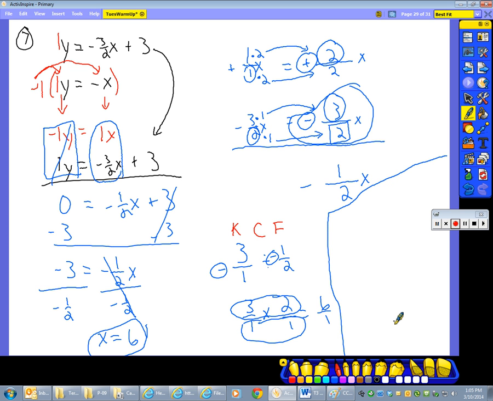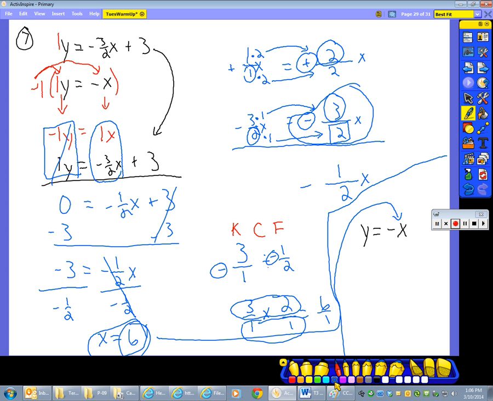Someone raise their hand and tell me, how am I going to find out what y equals now that I know x equals 6? Let's go to Jasmine. Very good. Which equation do you think would be easiest for me to use? Yes, I agree. So I'm going to use one of the original equations, y equals negative x, and I'm going to take 6, because that's what x equals, and I'm going to sub that in for x.